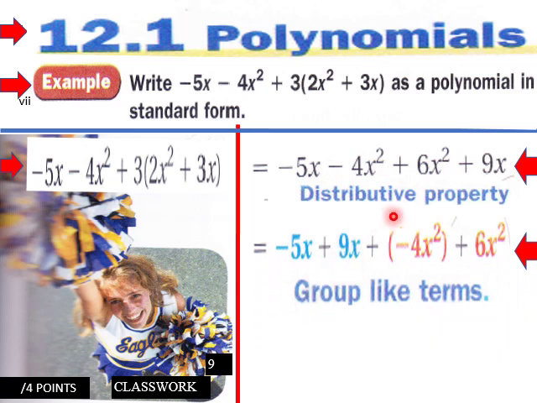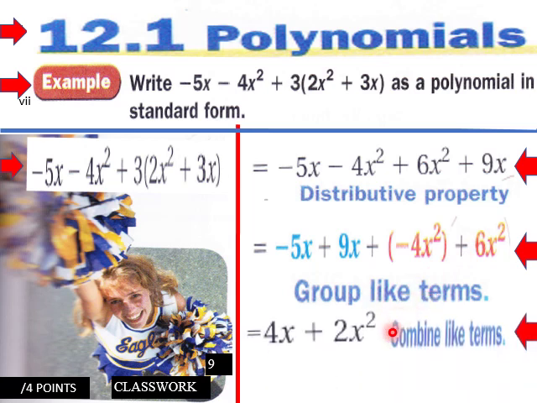So group like terms, so we're going to move negative 5x, we're going to move the 9x over here next to negative 5x, then we have negative 4x squared, and then 6x squared. So we group like terms. And then we combine like terms, and we end up with 4x plus 2x squared. We combine these two and then these two here. So rather, 2x squared plus 4x would be standard form.